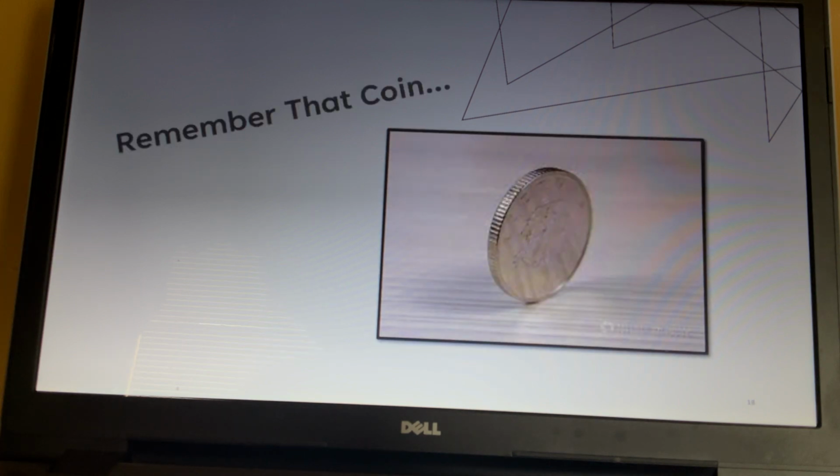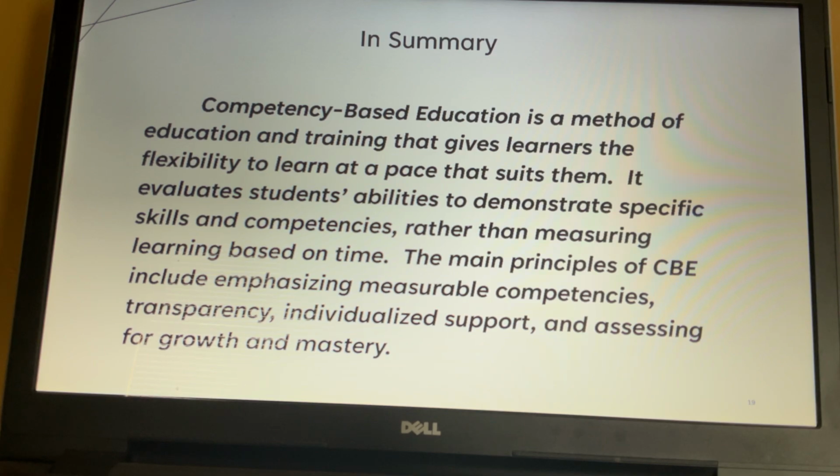Remember that coin? Remember that on one side was competency-based teaching, and on the other side was competency-based learning? Well, we've put them together, we've made them into education, and we've got a brief summary about all that you have seen in this presentation. And I'll give you a minute to just look through that.